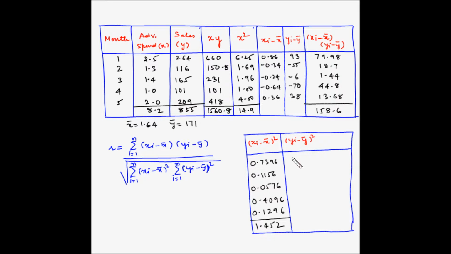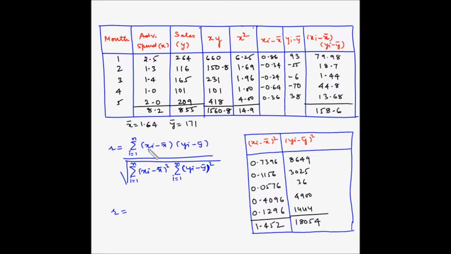Now we have to find the values of yi minus y bar square. So 93 square is 8649. 55 square is 3025. 6 square is 36. 70 square is 4900. And 38 square is 1444. So let's sum this up. The total comes out to be 18054. So let us now plug these values into this formula.